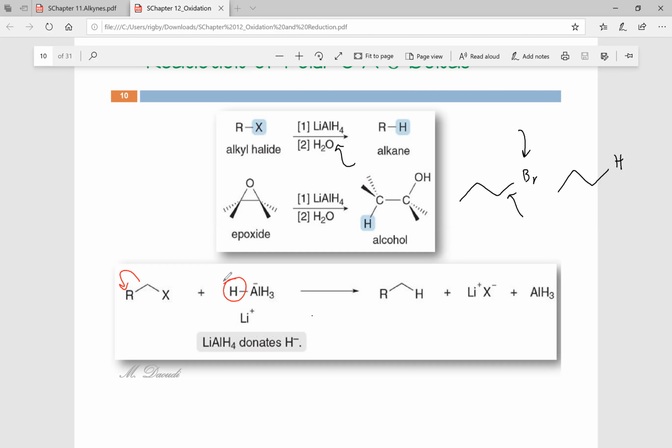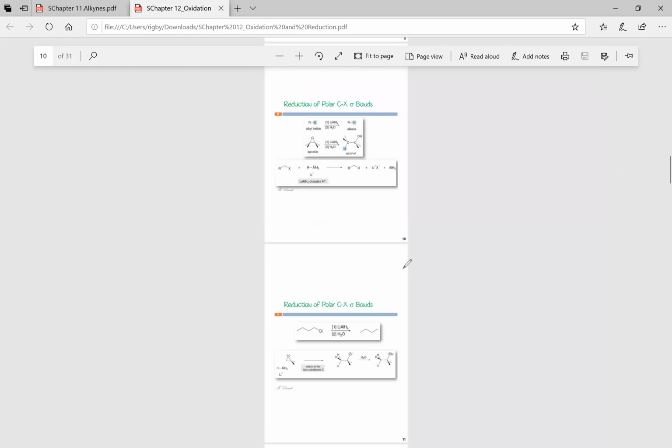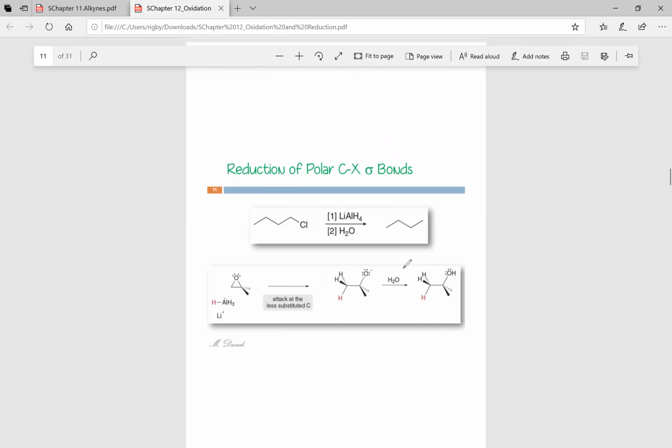So what happens is this is going to be attached here, and then we end up with Li+ X- and AlH3, and then this reduced alkene right here. Okay, there's a more intense mechanism associated with it, but you guys don't have to know it. All right, let's continue on.